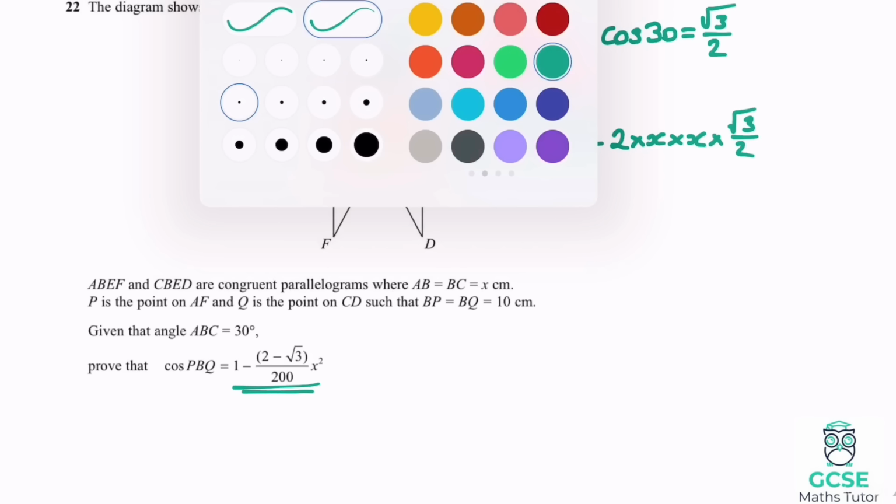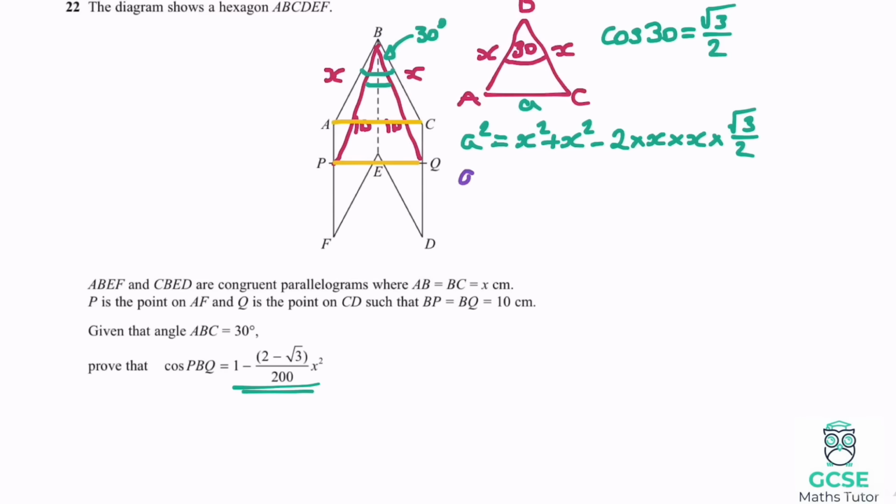There we go, looks like a bit of a jumbled mess, but let's have a look and see what we get. If we tidy this up a bit, we get a squared equals 2x squared minus 2 lots of x times x, so minus 2x squared, which is also being multiplied by root 3 over 2. Okay, getting somewhere. Let's see what we can do with this now. I could write that all as a fraction, 2x squared root 3 all over 2.